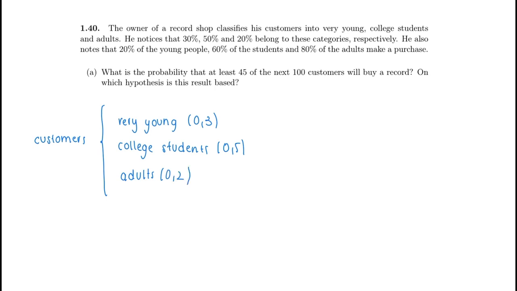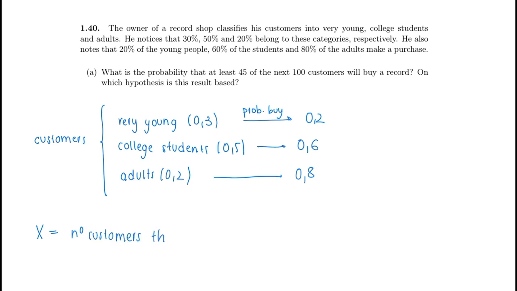We have customers that are divided into three groups: very young, college students, and adults. And we are given the probability of a customer belonging to each of these groups, as well as the probability of each customer of the different groups buying. We have 0.2, 0.6, and 0.8 respectively.